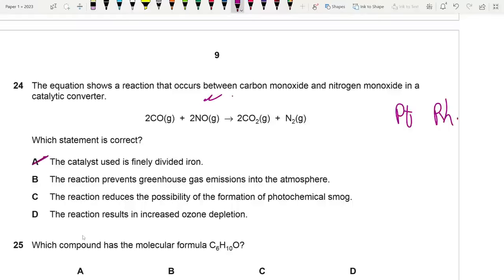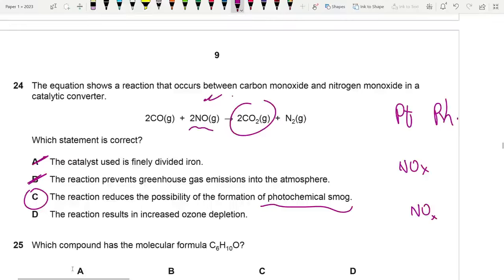The reaction prevents greenhouse gas emission into the atmosphere. No, wrong. Carbon dioxide is a greenhouse gas. The reaction reduces the possibility of formation of photochemical smog. Right. NOx, nitrogen oxides, form photochemical smog, so C is correct. The reaction results in increased ozone depletion. Wrong. For ozone depletion, we need CFCs, chlorofluorocarbons. Those aren't being produced here.